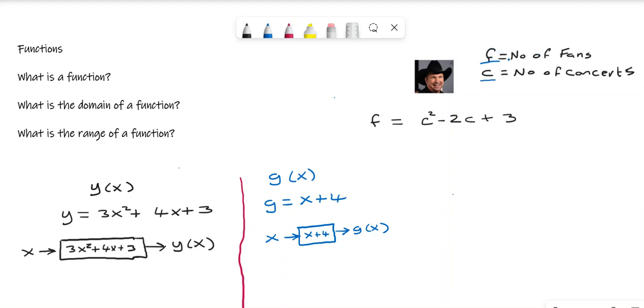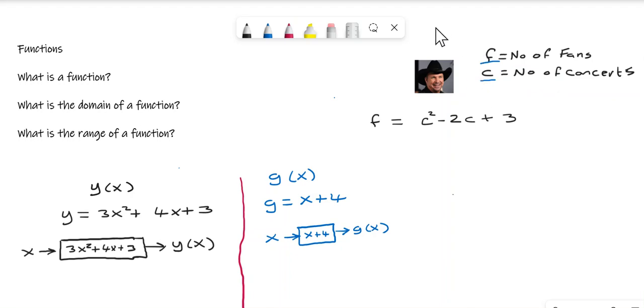So, for example, the number of fans could be represented by the variable f, and the number of concerts he played could be represented by the variable c. And scientists could go away and come up with a mathematical formula to represent this growing number of Garth Brooks fans in Ireland. Now, we don't have to use the letter F or the letter C. We can use any letter. So you could as easily represent the number of fans by the variable x, and the number of concerts by the variable y, or the other way around.